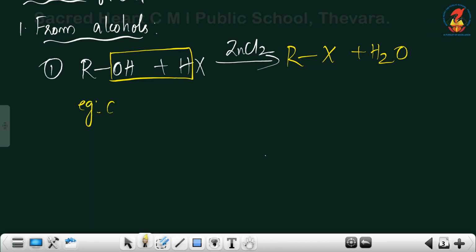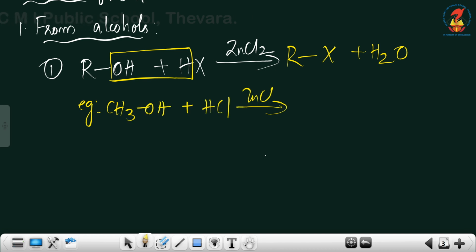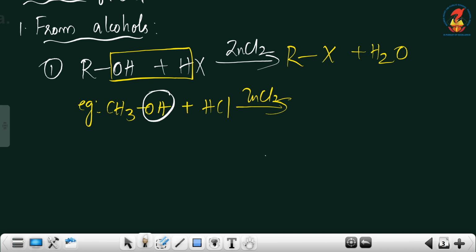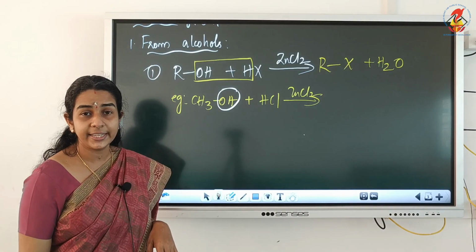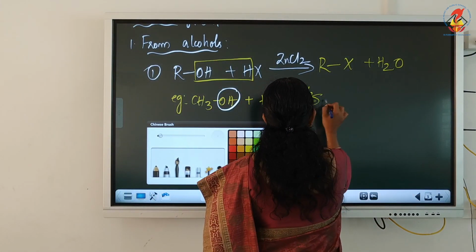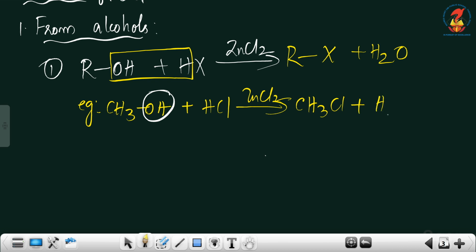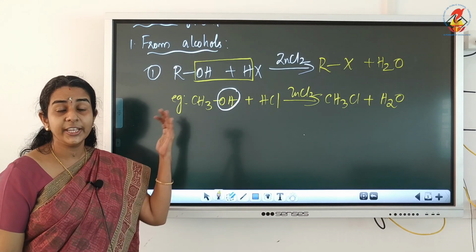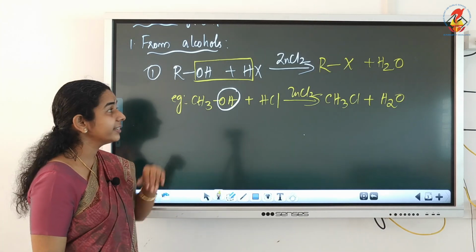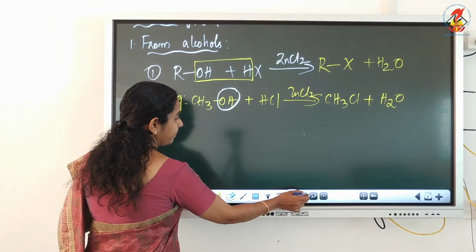For example, CH3OH on reaction with HCl in presence of anhydrous zinc chloride catalyst. What is the basic reaction happening here? OH will be replaced by the halogen present in HCl, chlorine. So the product we are getting is CH3Cl and water. That is the first reagent that we can use for the preparation of alkyl halide from alcohol: HX in presence of zinc chloride catalyst.